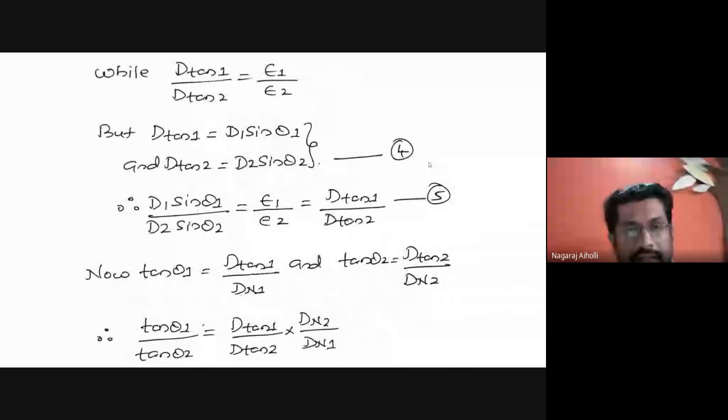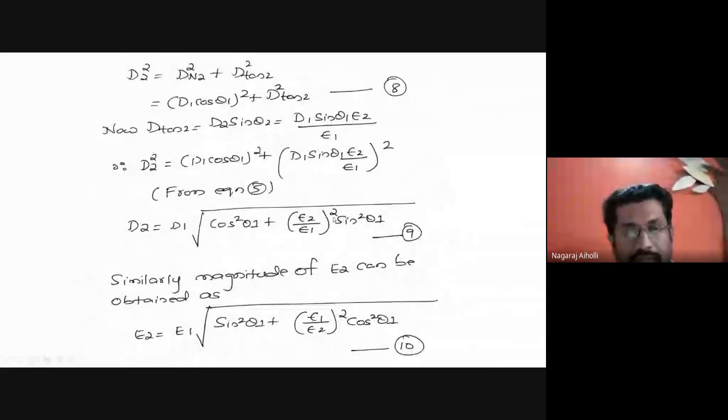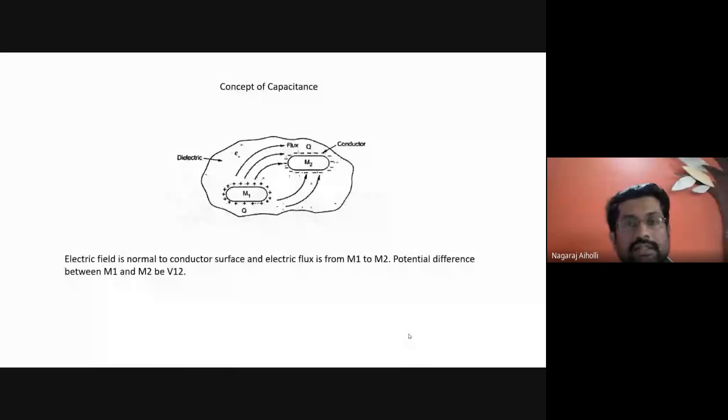Tan theta 1 by tan theta 2 is equal to epsilon 1 by epsilon 2, that is epsilon r1 by epsilon r2. And d2 is equal to d1 into square root of cos square theta 1 plus epsilon 2 by epsilon 1 square sin square theta 1, and E2 is equal to E1 into square root of sin square theta 1 plus epsilon 1 by epsilon 2 square cos square theta 1. In the next class we will continue the concept of capacitance: energy stored in the capacitor, capacitances connected in series, and capacitances connected in parallel.